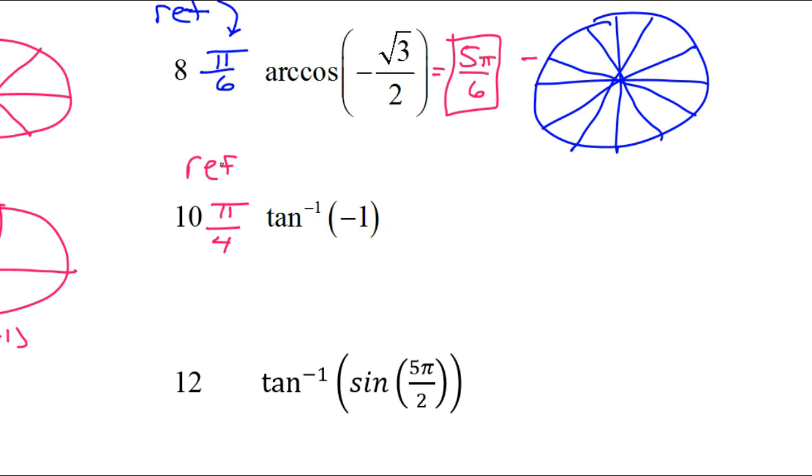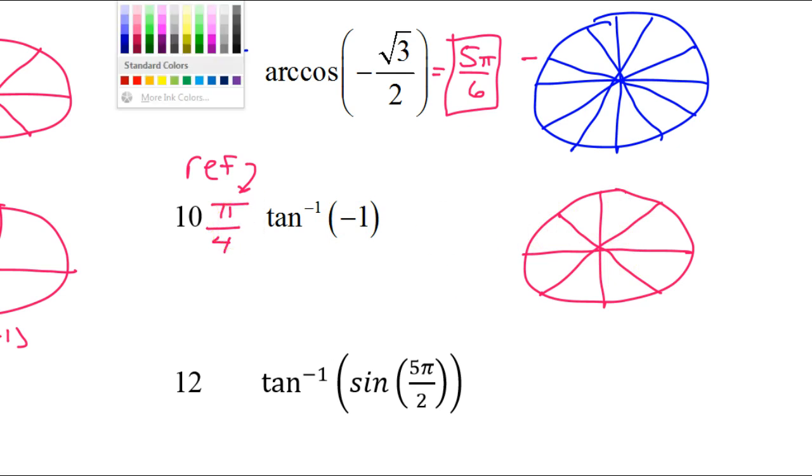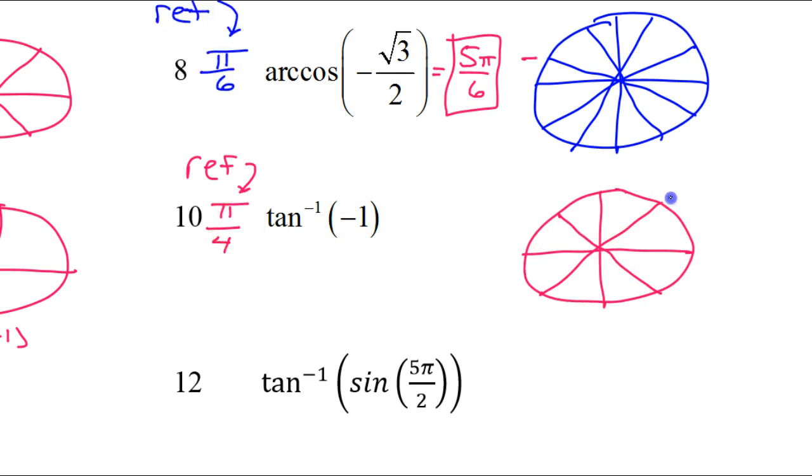But this is the reference angle. So I'm dealing with a reference angle of pi over 4. Take a look at a diagram. Here's a diagram of a bunch of pi's over 4. There are four angles that have a reference angle of pi over 4. The tangent is positive here and here. Tangent is negative here and here. Those are the four angles that have a reference angle of pi over 4.